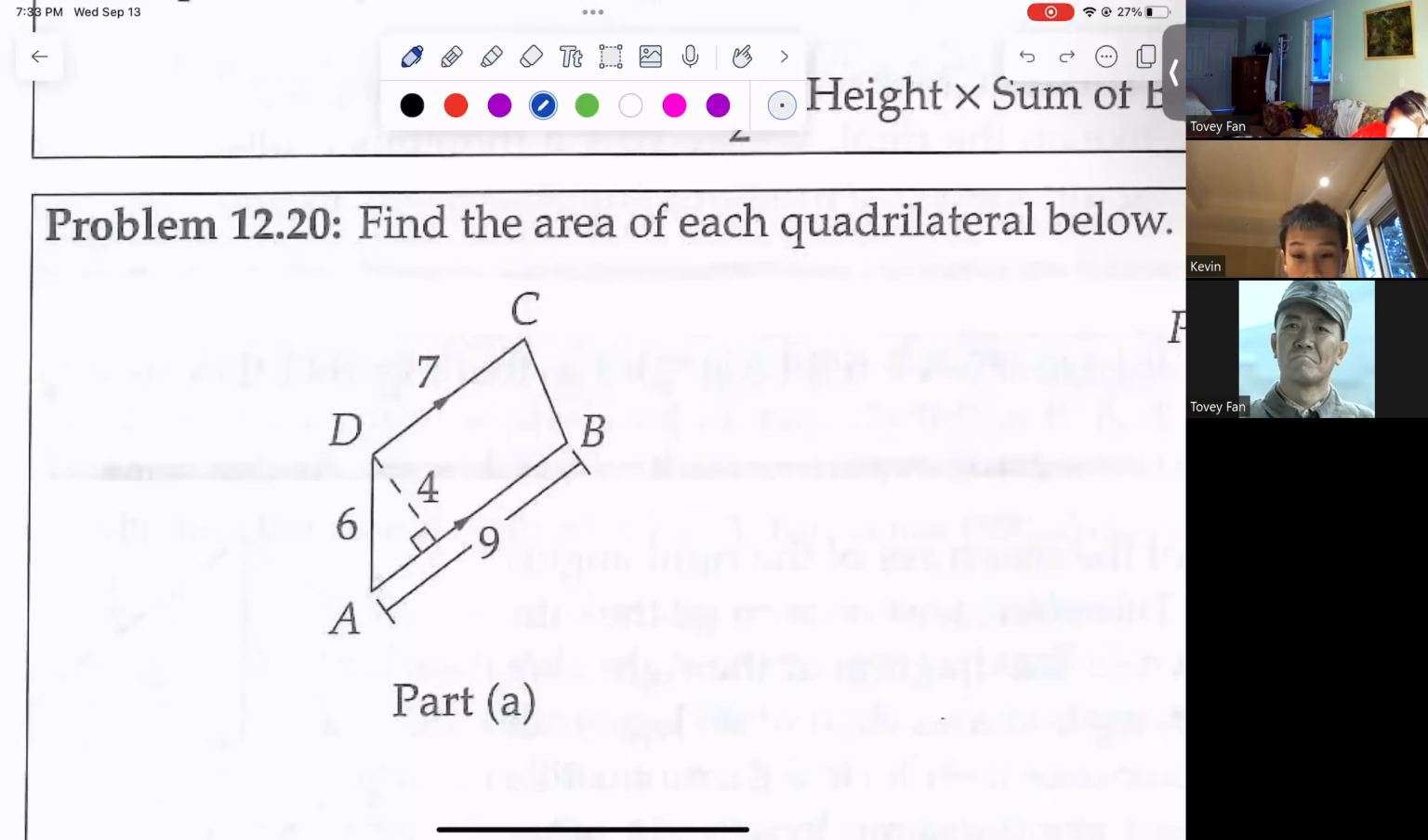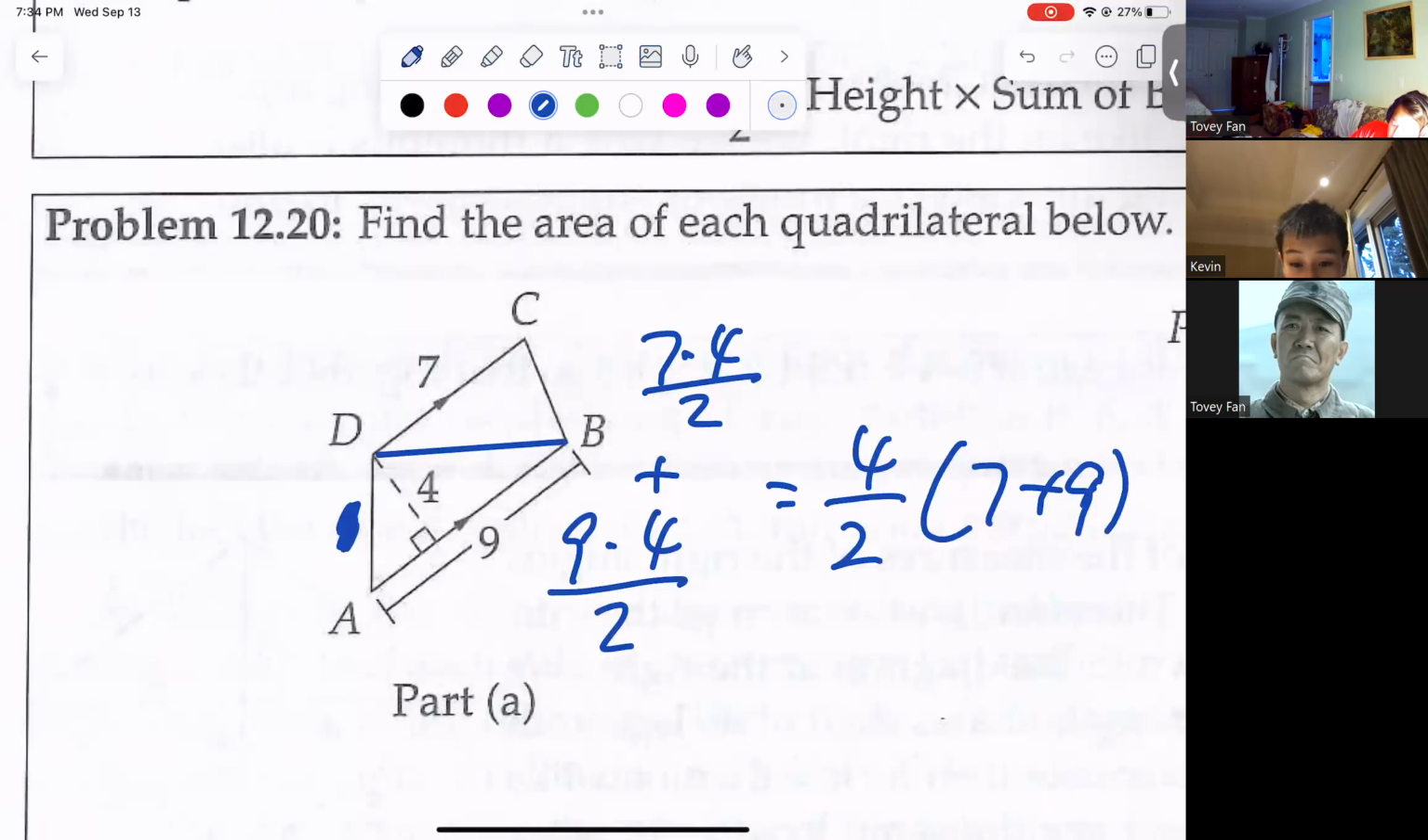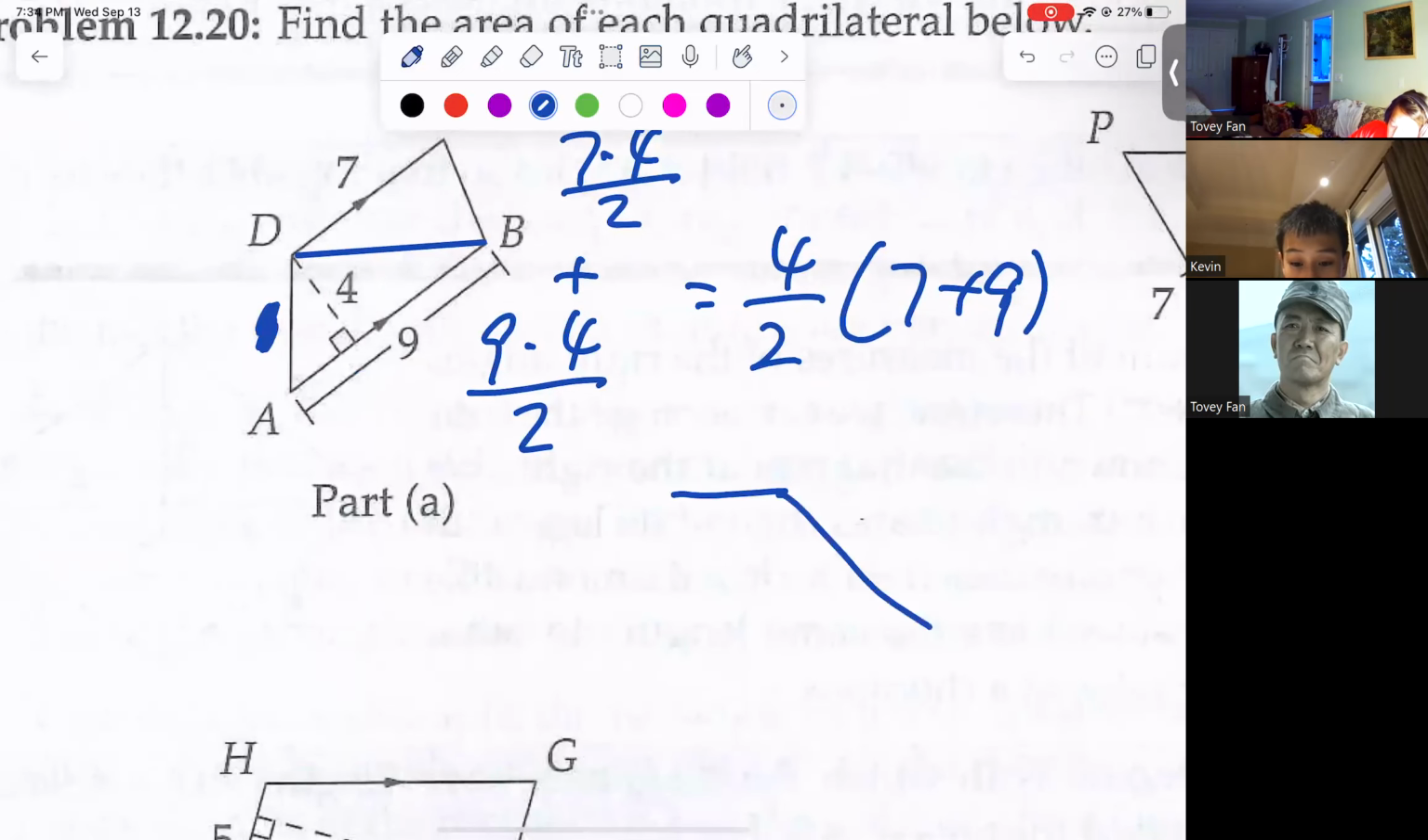Do you remember how we get this? We get this by simply drawing a diagonal. If you draw a diagonal, you have two triangles. This 6 actually is useless. Triangle ABD, 9 times 4 over 2. The other triangle, 7 times 4 over 2, because it has the same height. So this height is the height of that triangle, and that's why it's also the height for the entire quadrilateral. If you add them, 4 over 2 is the common factor, so you get 7 plus 9. That's why it's the sum of the bases times altitude divided by 2, for any trapezoid. Does it make sense now?